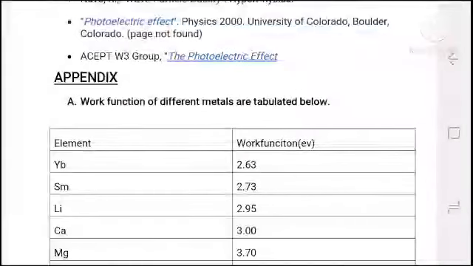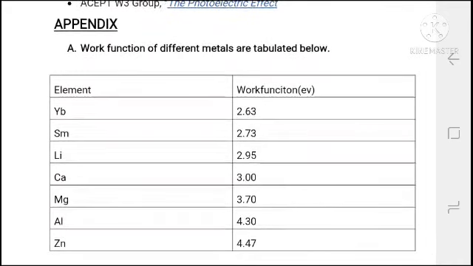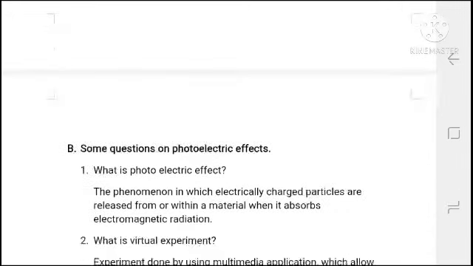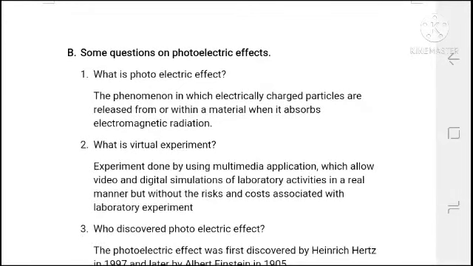Now, appendix part. In appendix part A, work function of different metal are tabulated below. Here, different elements are given and different work function are given. And appendix B, I have attached some question and answer for appendix B.